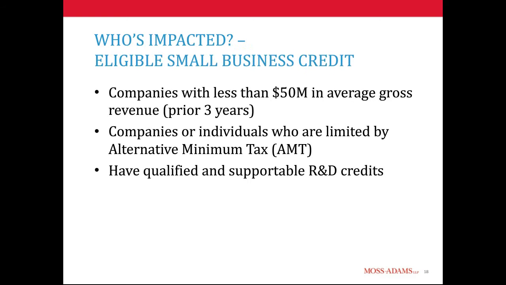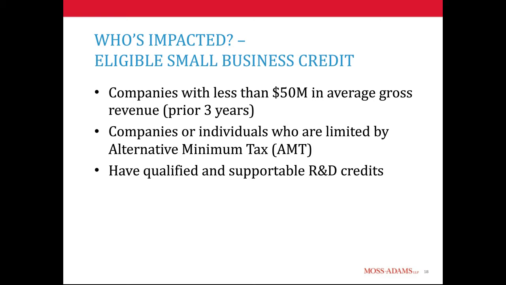The next one is the eligible small business credit, and this has been in law before in 2010. So it's really just reinstating that and making it permanent going forward instead of a 1-year reprieve from AMT. And this applies to companies with less than $50 million in average gross revenue, and average is over the prior 3 years. So much higher threshold here.